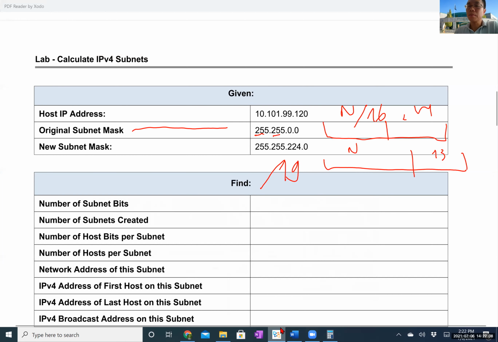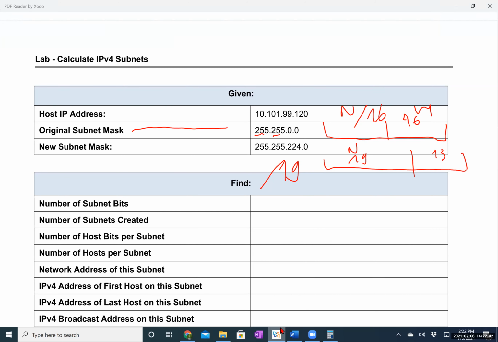Okay, so now look at the screen. At the beginning, you have 16 bits in the host portion; now you have 13 bits in the host portion. At the beginning, you have 16 bits in the network portion; now you have 19 bits in the network portion. So what do you think? How many bits did you borrow from the host portion and bring to the network portion?